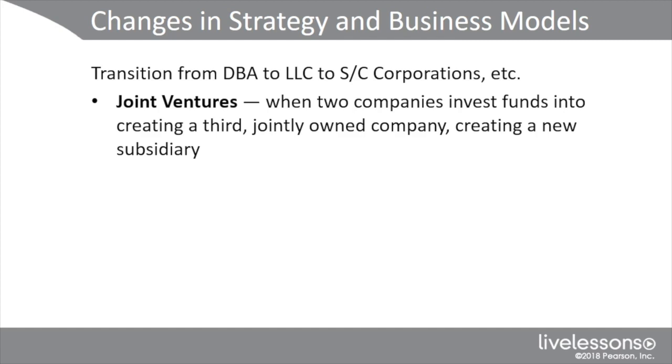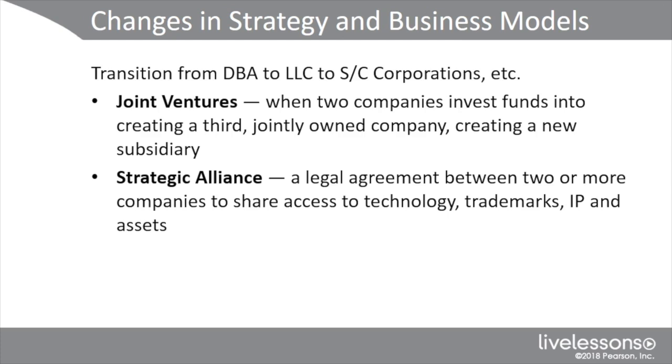So a joint venture is basically when two companies invest funds into creating a third company, a jointly owned company, creating what's called a new subsidiary. For example, Sony Ericsson. That's a joint venture between Sony and the Swedish company Ericsson. We also have strategic alliances. This is a legal agreement between two or more companies to share access to technology, trademarks, intellectual property, and assets. For example, Apple and IBM have a strategic alliance.